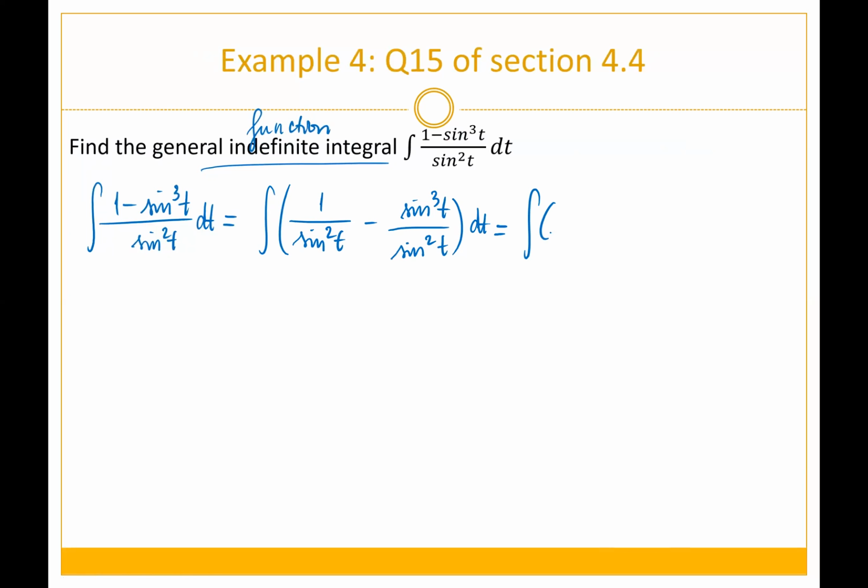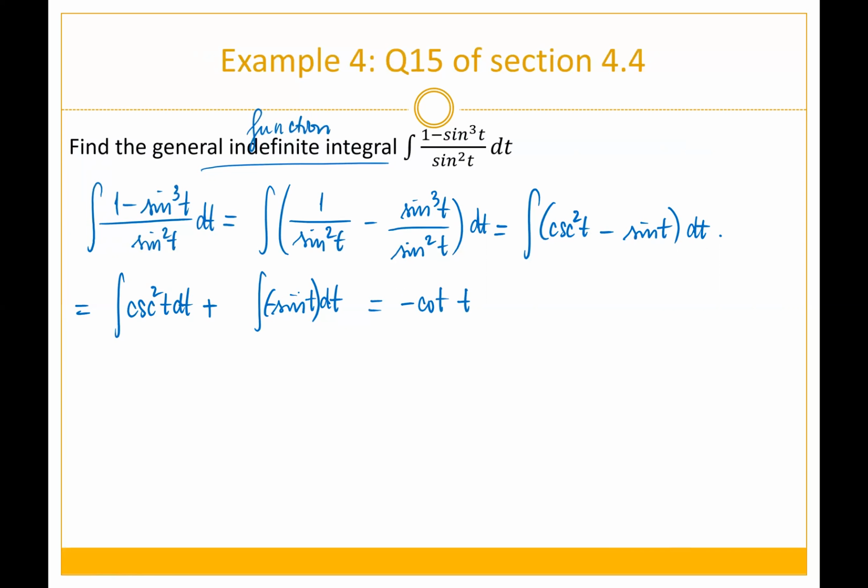Then what you have is cosecant squared t minus sine t dt. So now you have 2 expressions that actually work. Basically this is the integral of cosecant squared t dt minus the integral of sine t dt. You can rewrite it as negative cotangent t, because the integral of cosecant squared t is negative cotangent t, and the integral of negative sine t is cosine t. Remember, this is cotangent and this is cosecant. And then you add the plus C so that you have the most general indefinite integral.